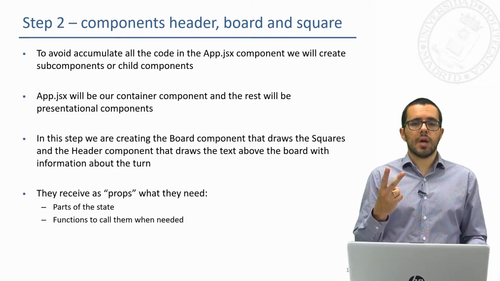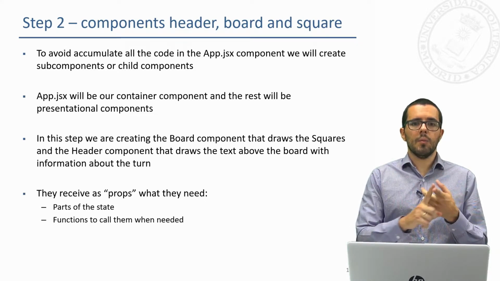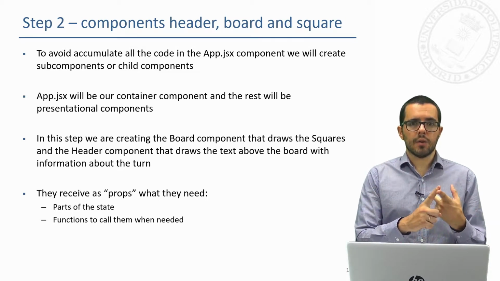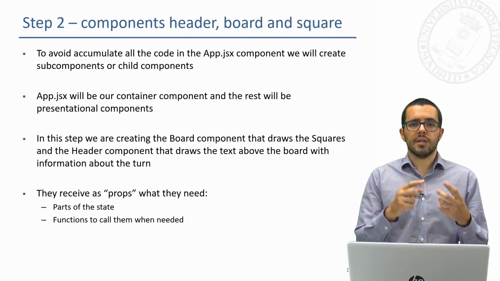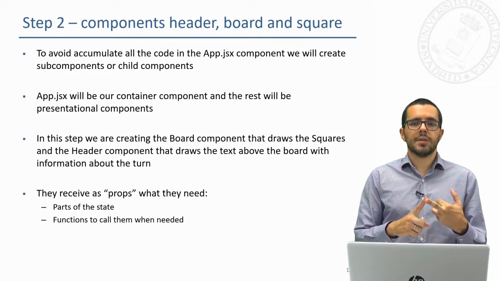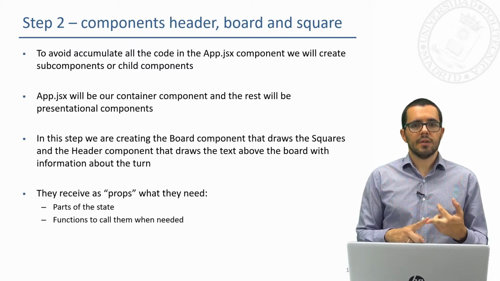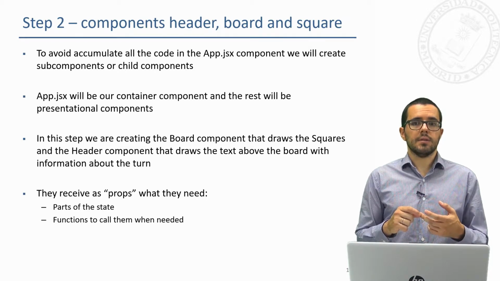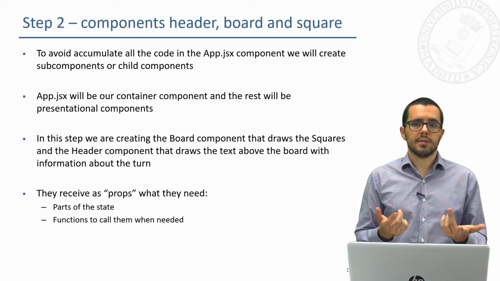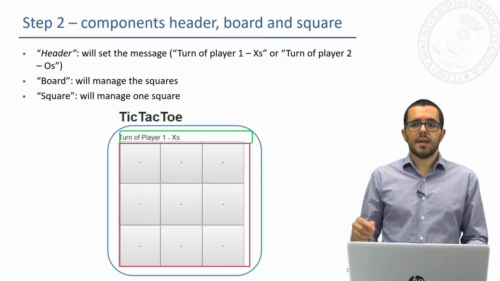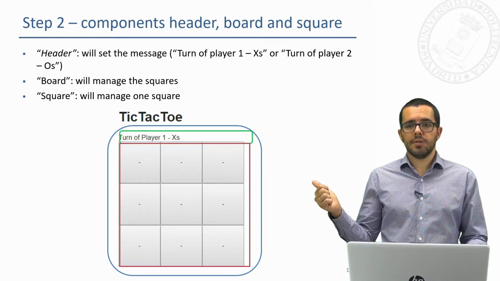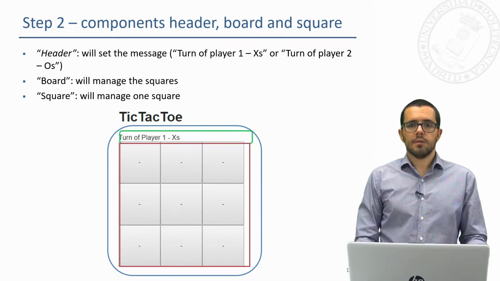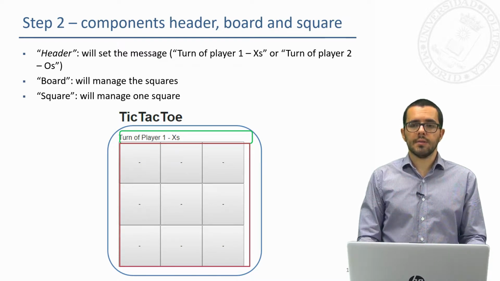We have two types of components: container components and presentational components. App will be a container component, will have some logic, will have intelligence, and the rest of them will be just presentational components that receive props, data, and return what should be rendered, React elements or HTML elements. This is our application, and remember that we have a header, a board, and then squares. Those are the components that we are going to create now.